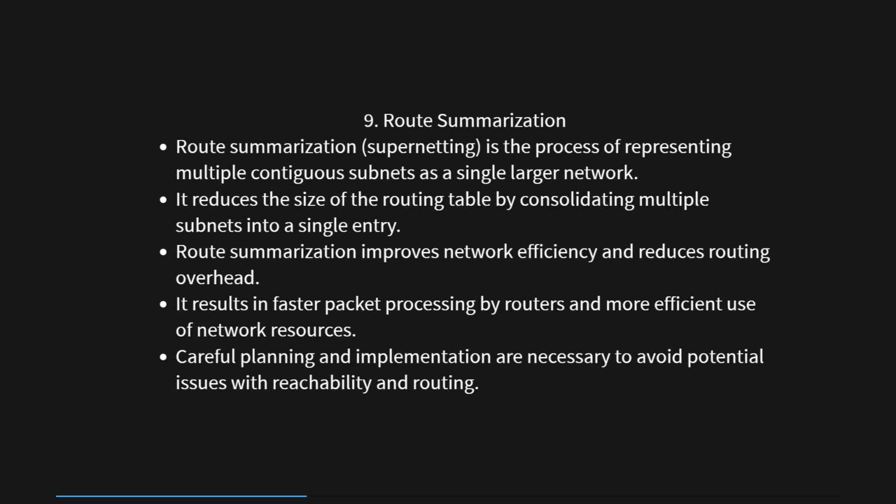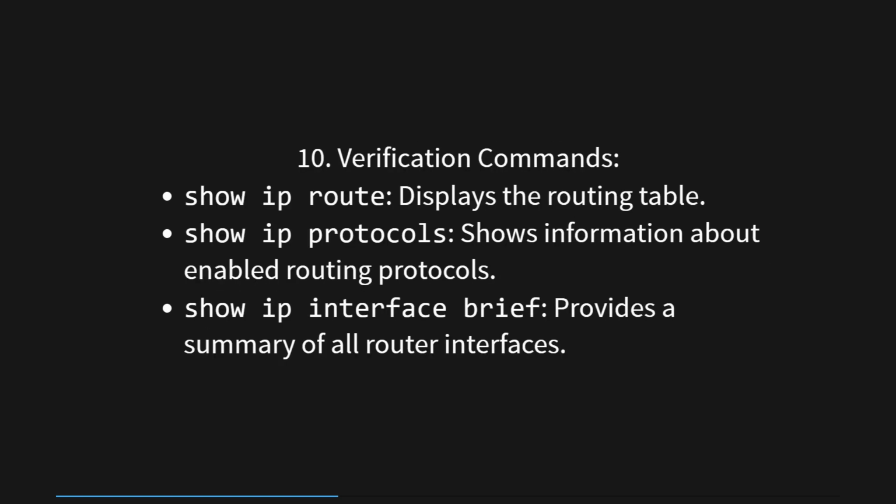Route summarization, also known as supernetting, is the process of representing multiple contiguous subnets as a single larger network. This reduces the size of the routing table and improves network efficiency. To verify routing configurations on Cisco routers, several helpful commands are available. The show ip route command displays the router's routing table, showing the various routes it has learned and the associated metrics. This helps network administrators understand how packets will be forwarded based on the current routing configuration.